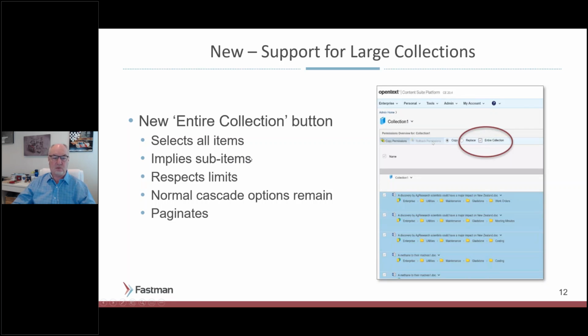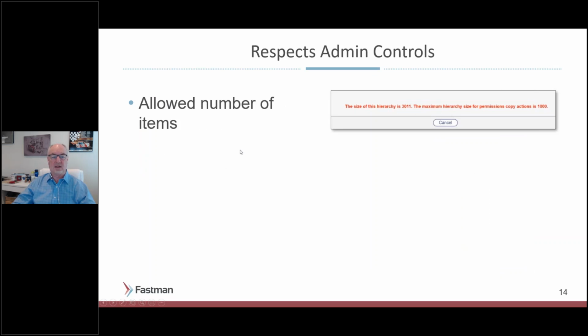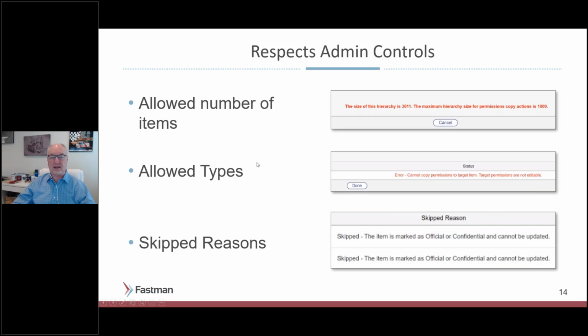Now, the one thing to remember is that it does select all items, and it implies all the sub-items, but you do have control. It also respects the limit. So if you've got a cascade limit of 500 items set up in your system, and the replace limit set to 500, then it'll respect that. It'll give you the same warning message that you get otherwise. And I've just covered this in the demo, but essentially it does give you the counts, respecting the admin controls. All very straightforward.